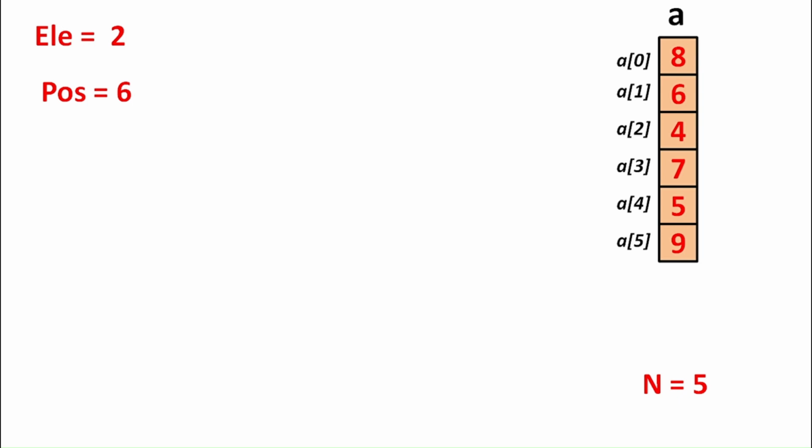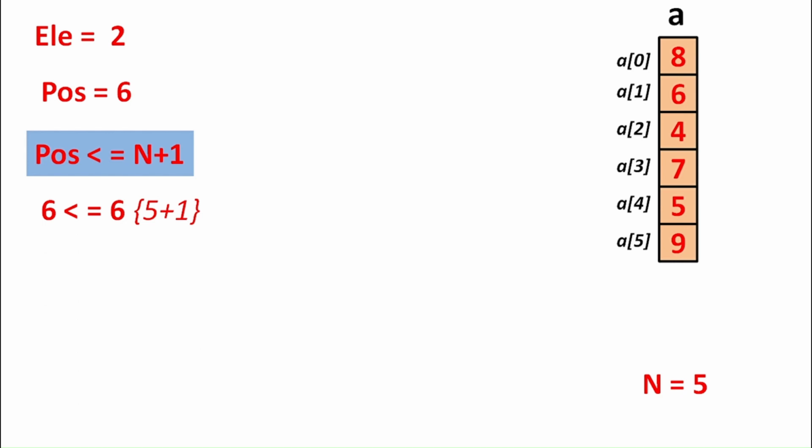So to insert an element, first we have a condition: position should be lesser than or equal to n plus 1. That is, my position is 6, where I am going to insert the element number 2, and that 6 should be lesser than or equal to n plus 1. What is n plus 1? 5 plus 1. n is nothing but the size of the array. So 6 is lesser than or equal to 6.